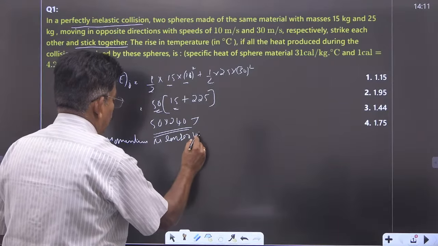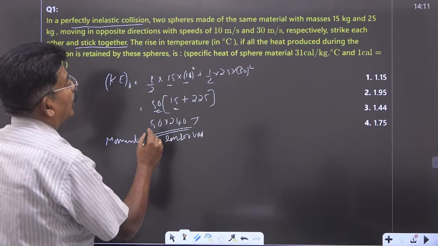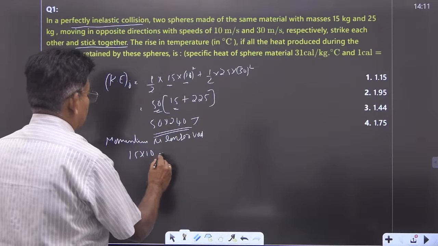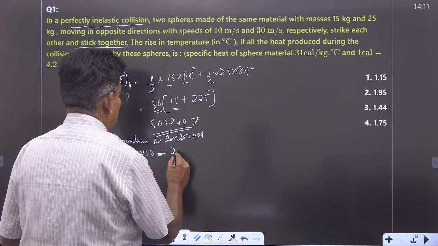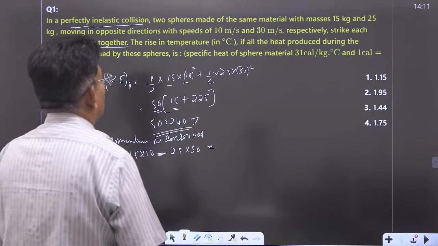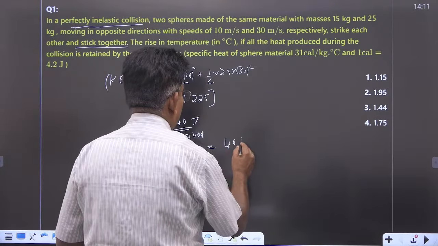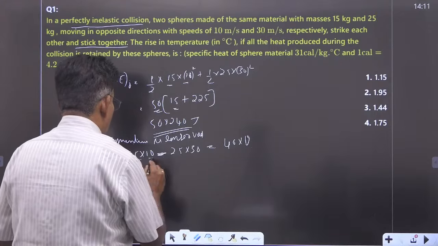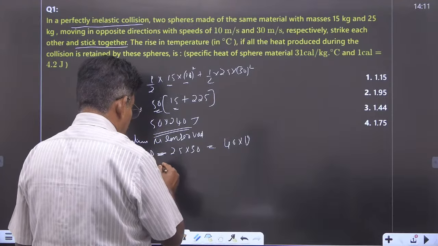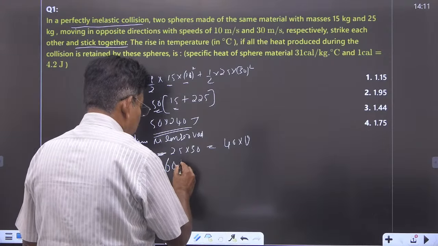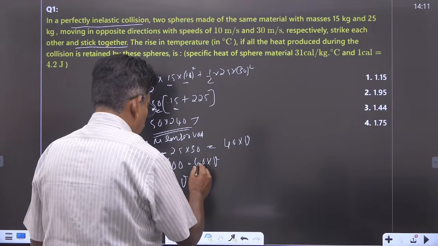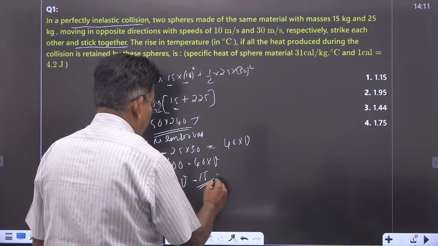Momentum is conserved. So momentum of particle number 1, 15 into 10. Another is moving in the opposite direction, minus 25 into 30, is equal to the total mass, what is it? 40. 40 into V. So this is 150. This is 750. 750 minus 150 will be 600. I take only the numerical value. 600 is equal to 40 into V. Therefore, V is equal to 15 meter per second.